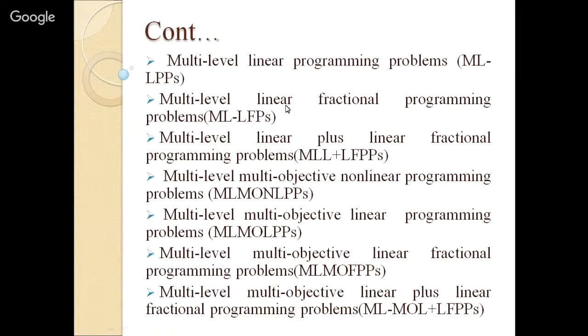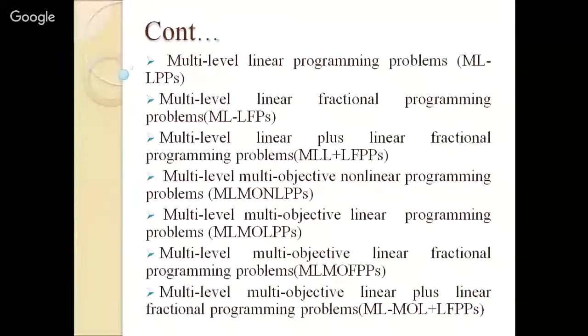Second is multi-level linear fractional programming. Again, a multi-level structure is there: first level, second level, third level. Then objective functions are in linear fractional format, numerator upon denominator format. So it will become more complex.